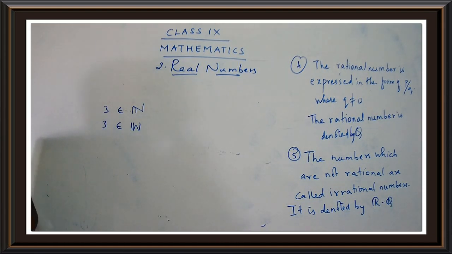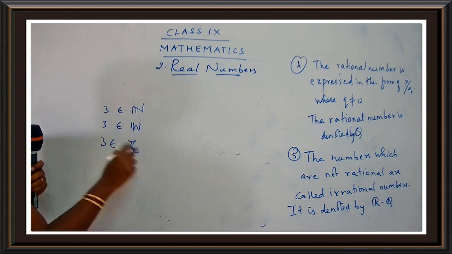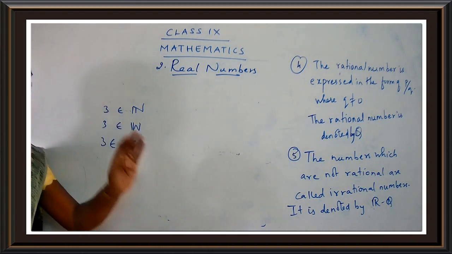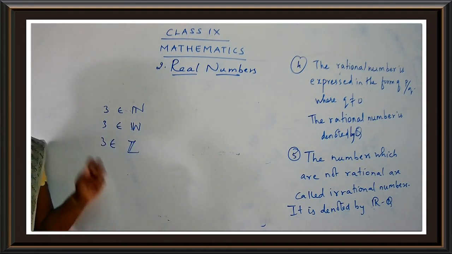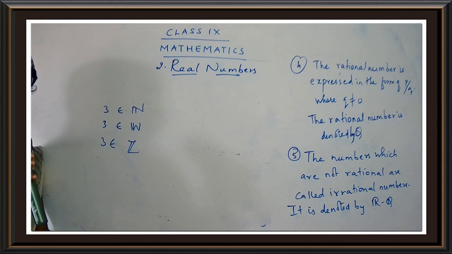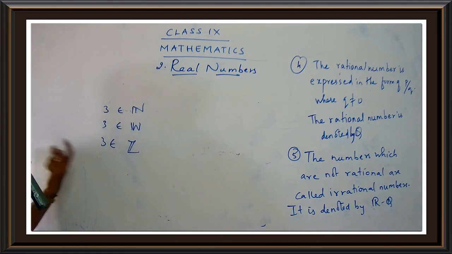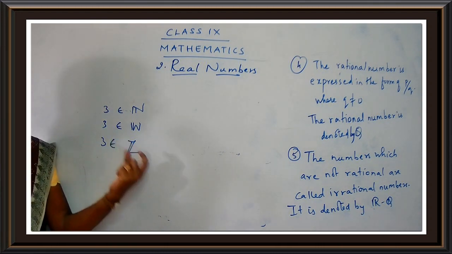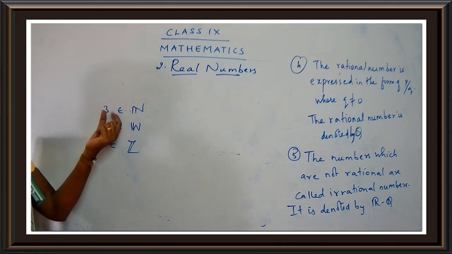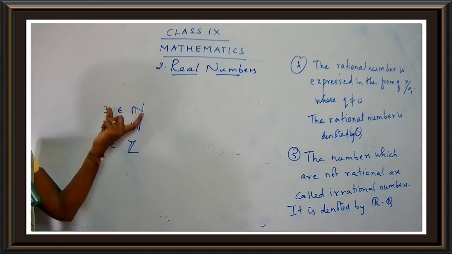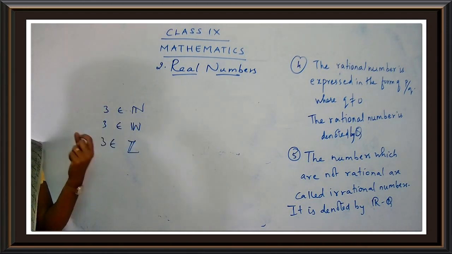Next one: is it an integer? Yes, it is an integer because it comes on the positive side. As I have told you, for integers you can write down 0, all the positive numbers and all the negative numbers. So 3 is also an integer. Just see, children: 3 belongs to N, 3 belongs to W, 3 belongs to Z. It is a natural number, a whole number, and an integer.